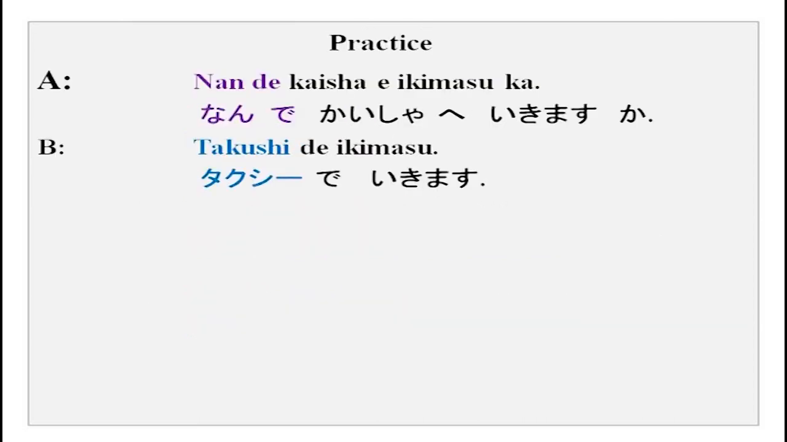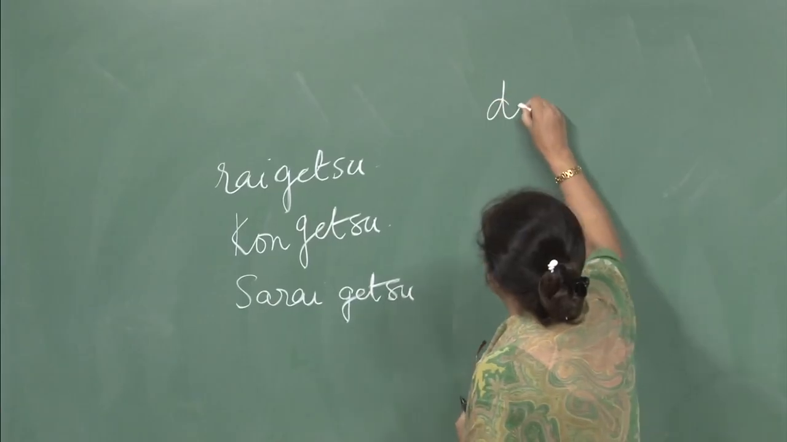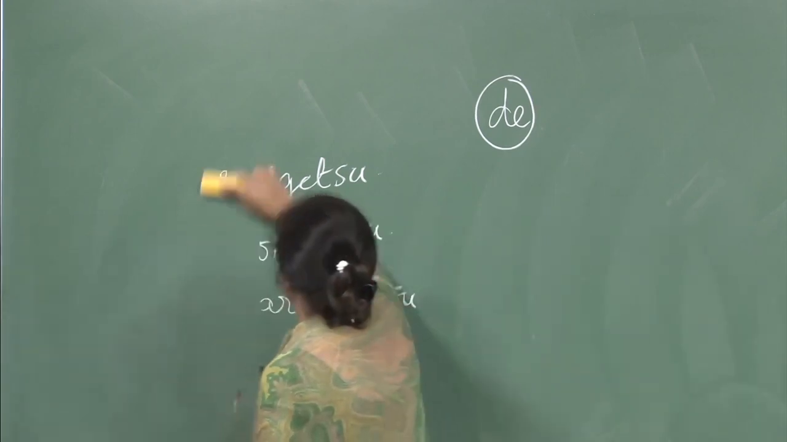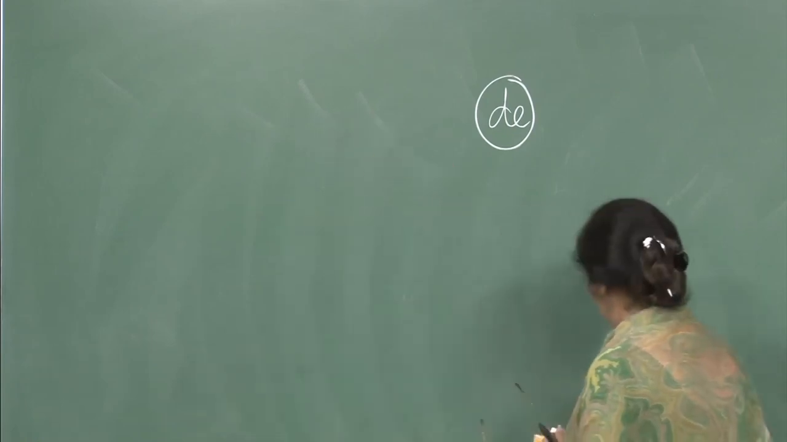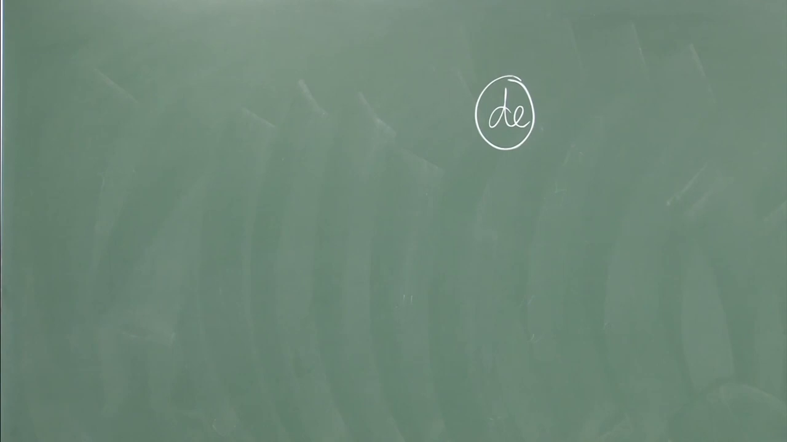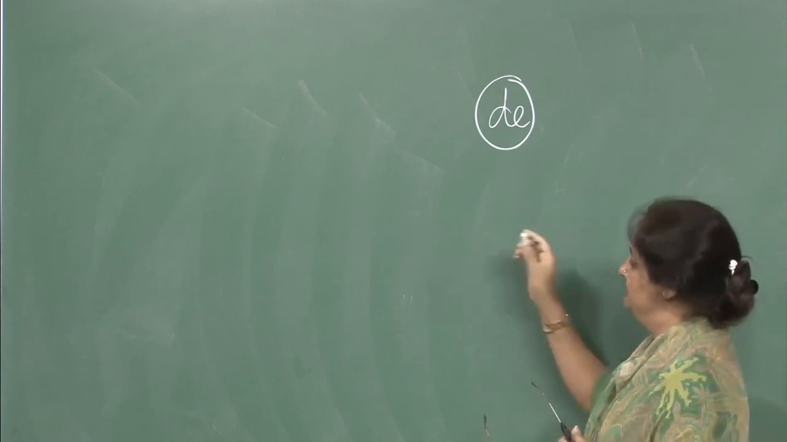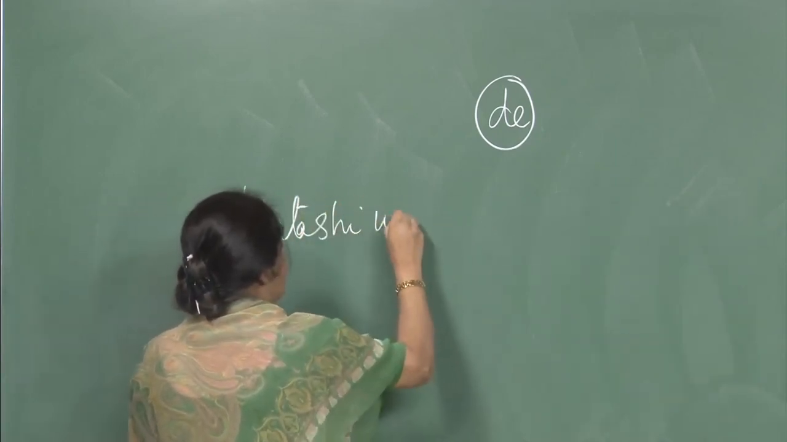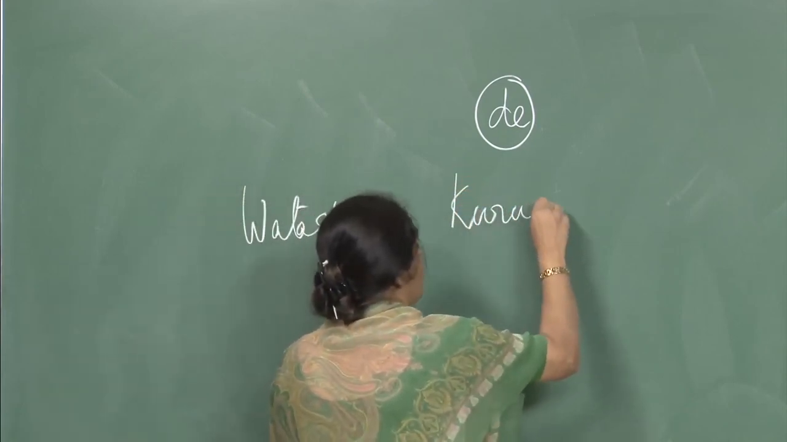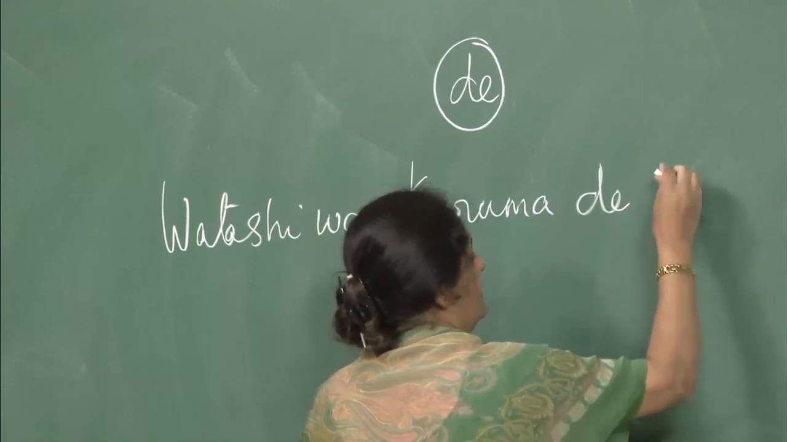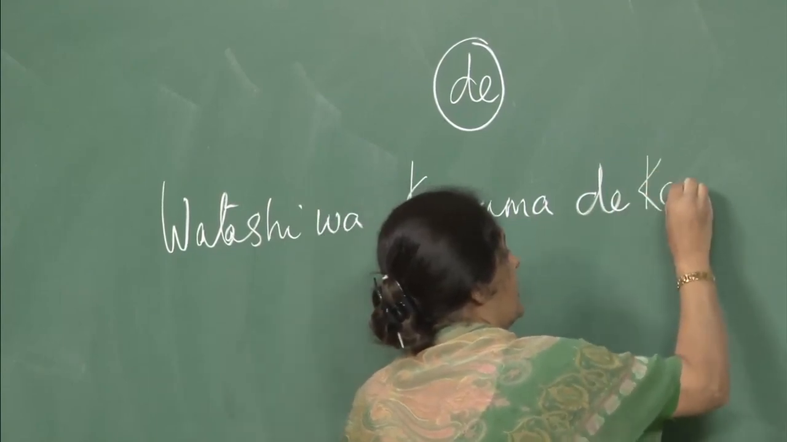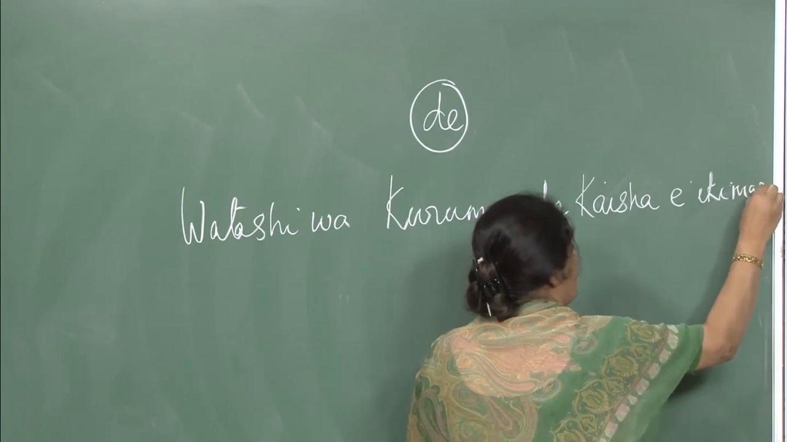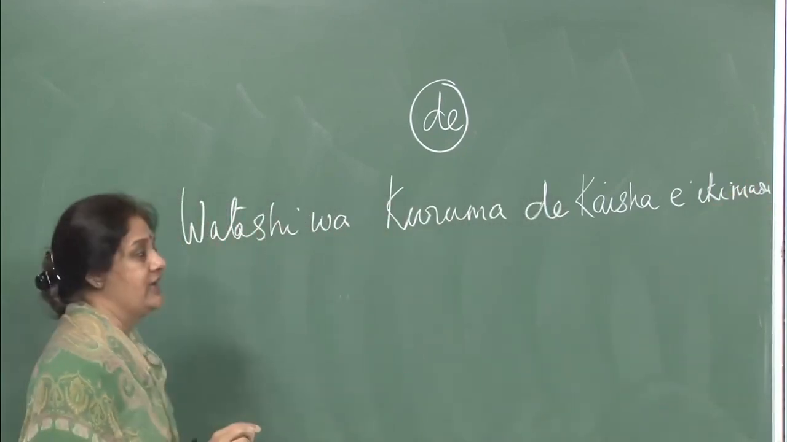Now, you have this new particle de, which we just practiced. Particle de, as I said, is used for travel. So, watashi wa kuruma de kaisha e ikimasu. Watashi wa kuruma de kaisha e ikimasu.